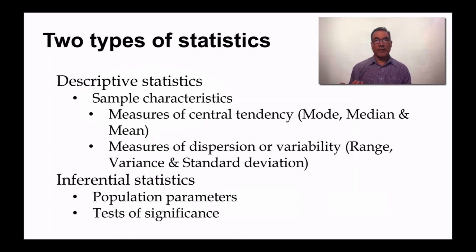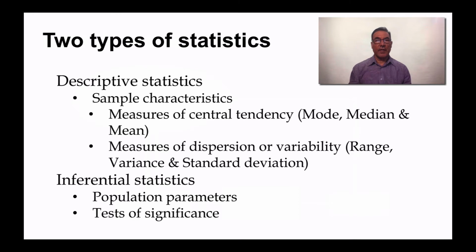In descriptive statistics, we are mostly concerned about the sample characteristics, and usually two types of statistics are called in and are worked with. One is referred to as measures of central tendency, like mode, median, and mean. And the other one is measures of dispersion or variability, like range, variance, and standard deviation.